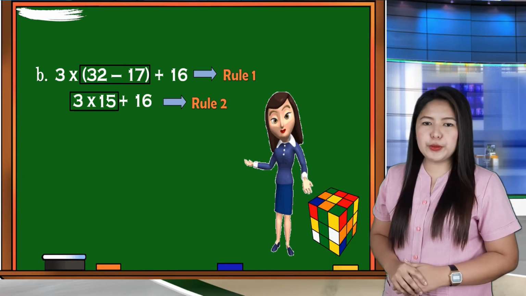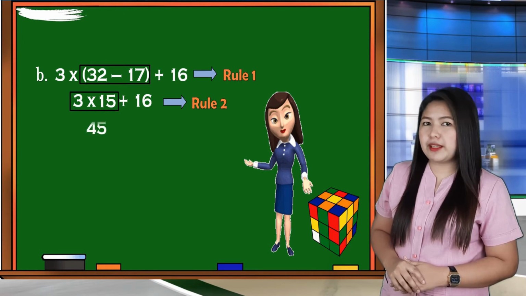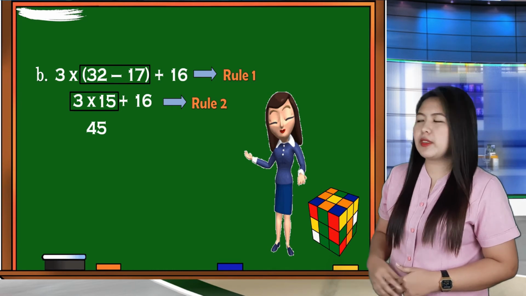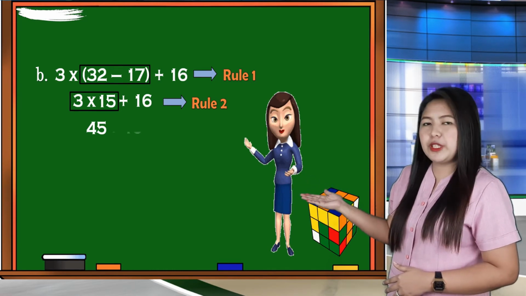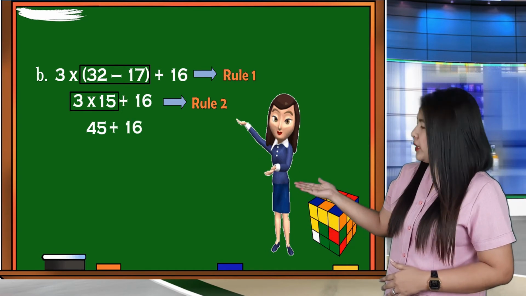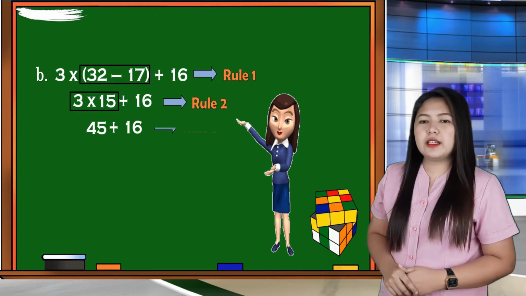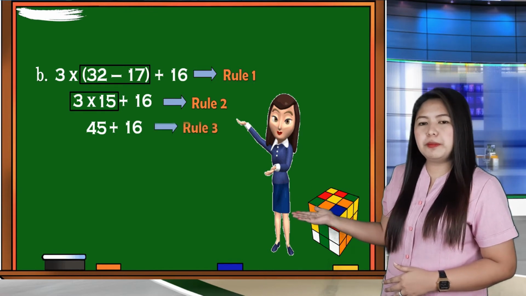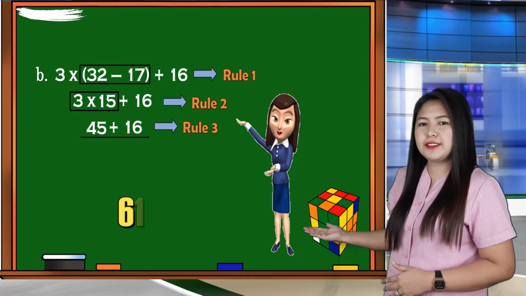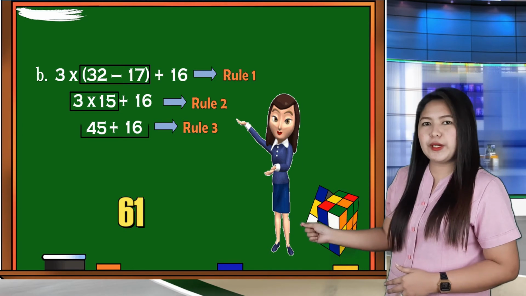Anong susunod nating rule? Tama, magmumultiply tayo. And that is rule number 2. 3 times 15 is 45. Bring down plus 16. 45 plus 16 is 61. So our final answer is 61.